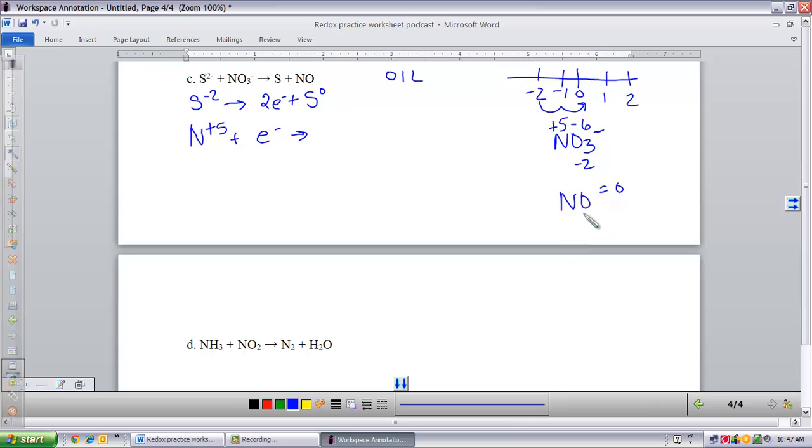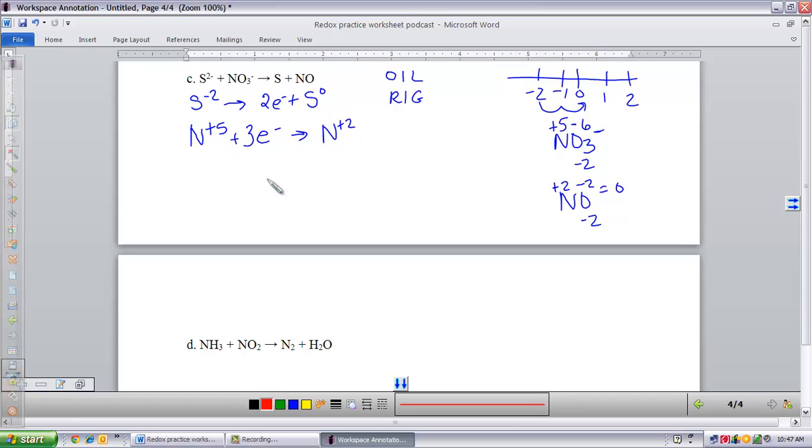Now let's look at NO. There's no charge here, so the total is going to equal 0. If oxygen is a -2 and there's only 1 oxygen, then nitrogen must be a +2 in this compound. So I go from a nitrogen +5 to a nitrogen +2. To go from 5 down to 2, reduction is gain of electrons, so I'm going to need 3 electrons.